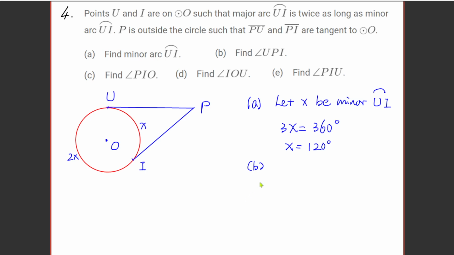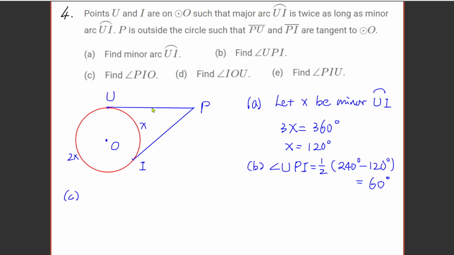Okay, so angle UPI is given by 1/2 of the difference between the major arc UI and minor arc UI. So that's 1/2 of 240 degrees minus 120 degrees, right? And that gives us 60 degrees. That's the angle UPI. Did you get it?